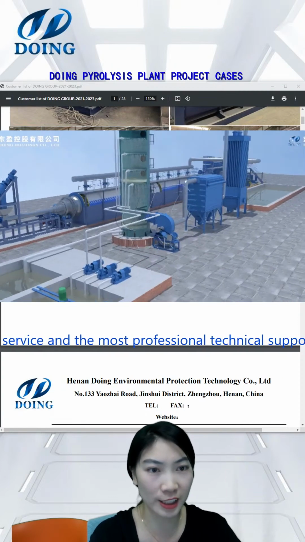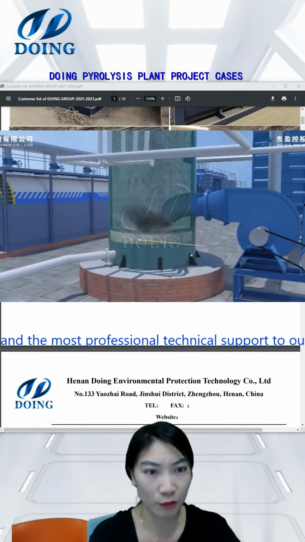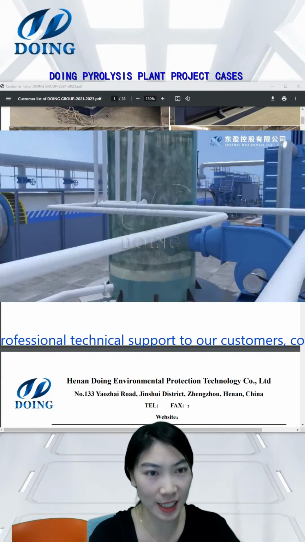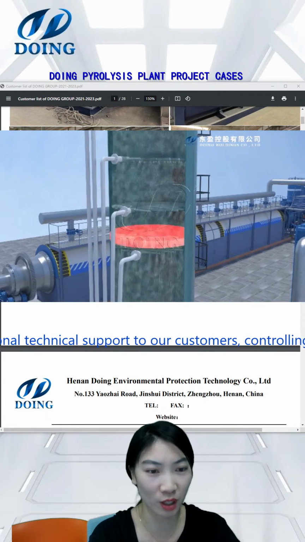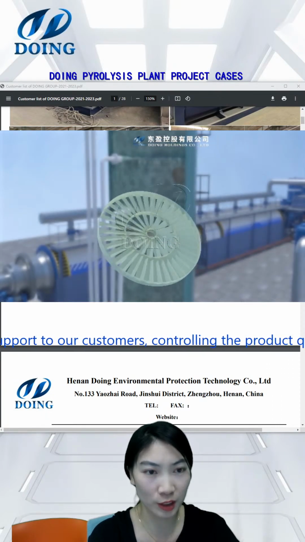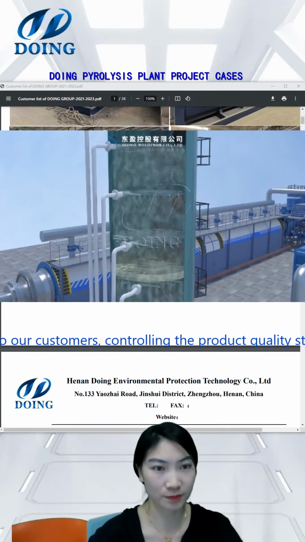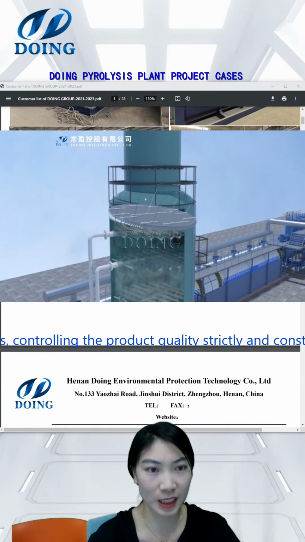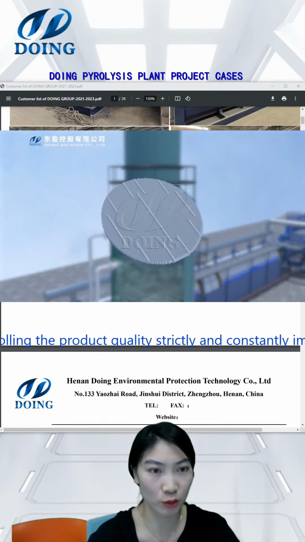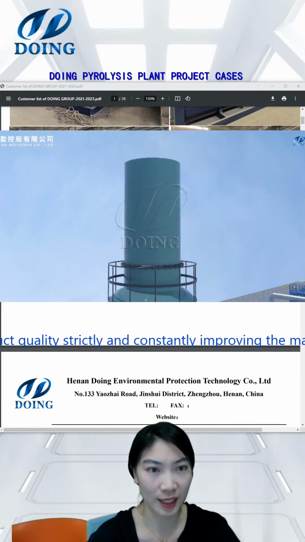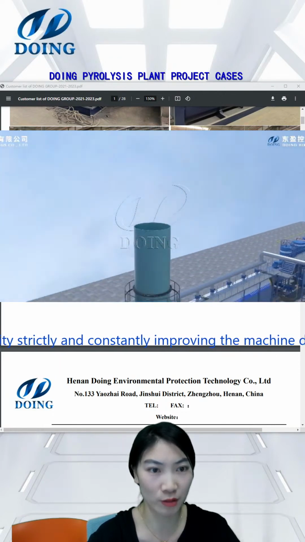So after cleaning the flue gas, we can release it into the air, but actually it is not smoke anymore. It's just white vapor, no pollution. You can see we use 3 layers to filter the flue gas, making it clean and almost white vapor, totally no pollution.